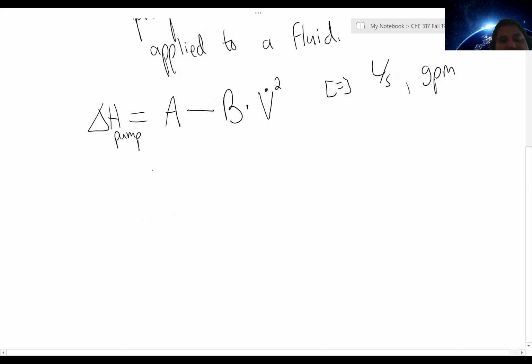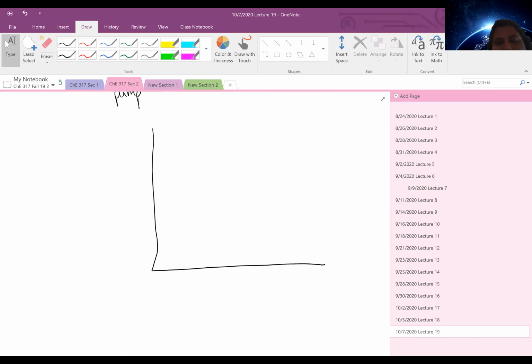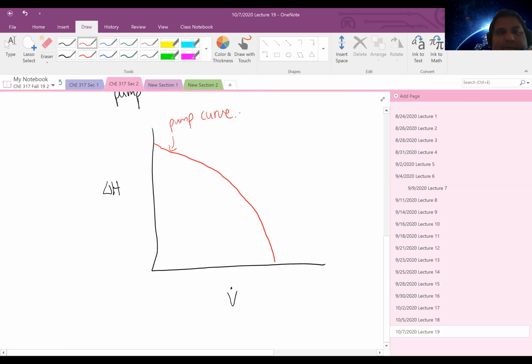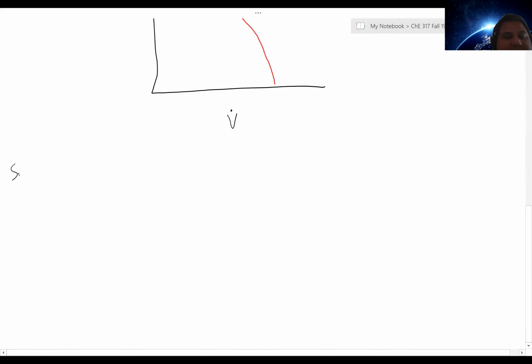Such that if I was going to graph a pump curve on a chart that shows flow rate versus the total head applied, I would have a curve that looks like this. So this would be my pump curve. And when I think of how it applies to a fluid transfer system, I must also consider the impact of a system curve.